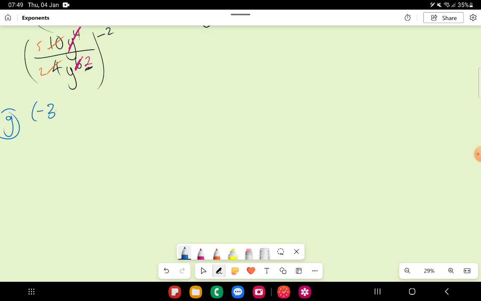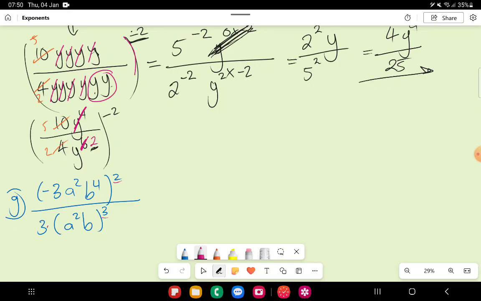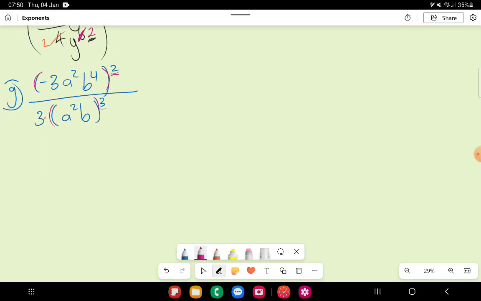Question G says (negative 3a squared b^4) squared over (3a squared b) cubed. Okay, so inside the brackets, what can we do? Now, I'm not going to cancel because this is outside my bracket and this is cubed and that is squared. So I'm not going to cancel there, okay? The reason why I could cancel here was because everything was in one bracket. But these are two separate brackets, so I cannot cancel in the brackets. Important to note. Okay, so we're going to work on these exponents.